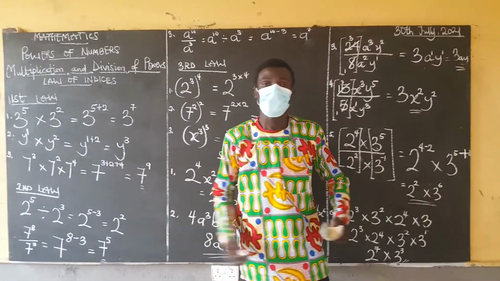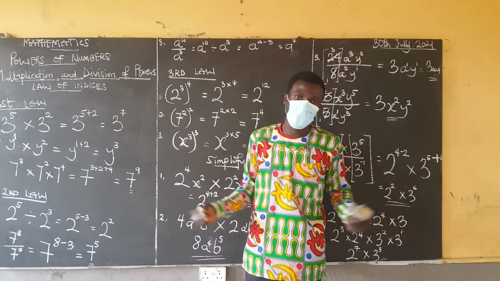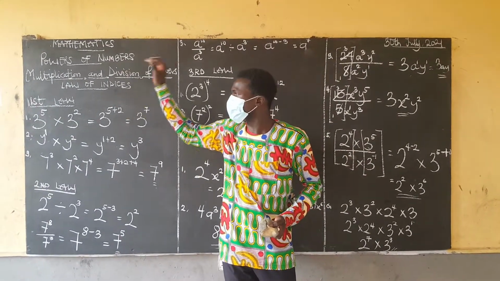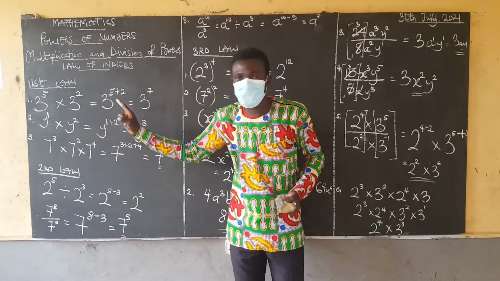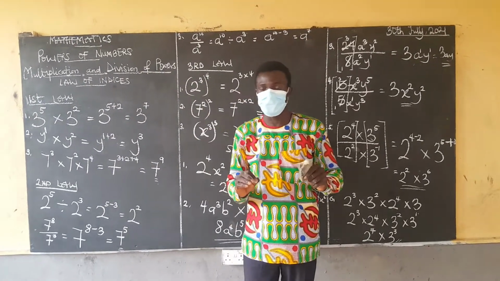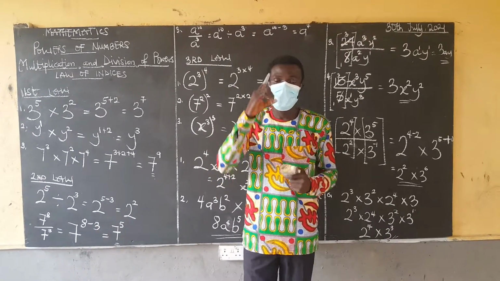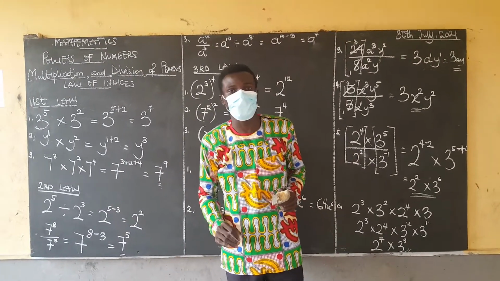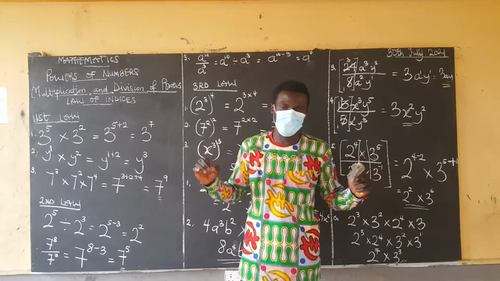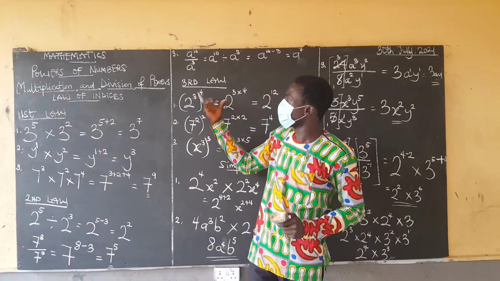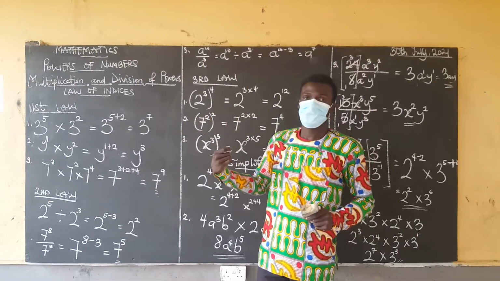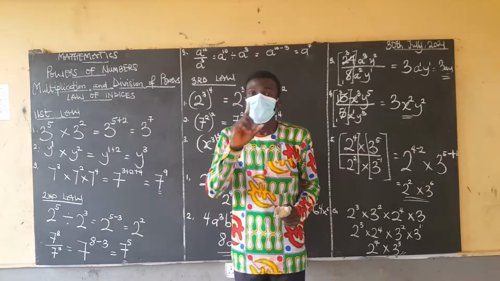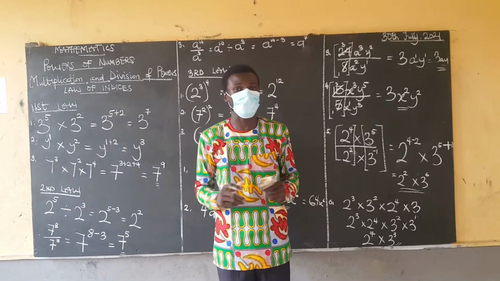So this is how we multiply and divide powers of numbers. And it can only be done using the laws of indices. The first law says that if you are multiplying and the bases are the same, pick one of the base, add the powers. If you are dividing and the bases are the same, pick one, subtract the powers. And also, if you have a power that has been raised to a power, you multiply the powers to get the answer. If the base are not the same, somebody will ask, what will I do?